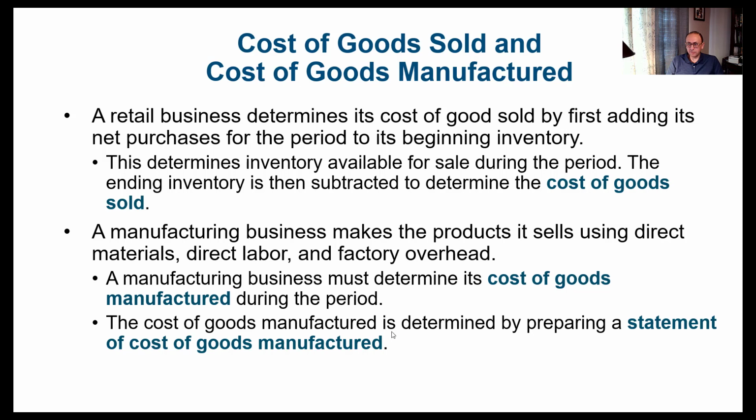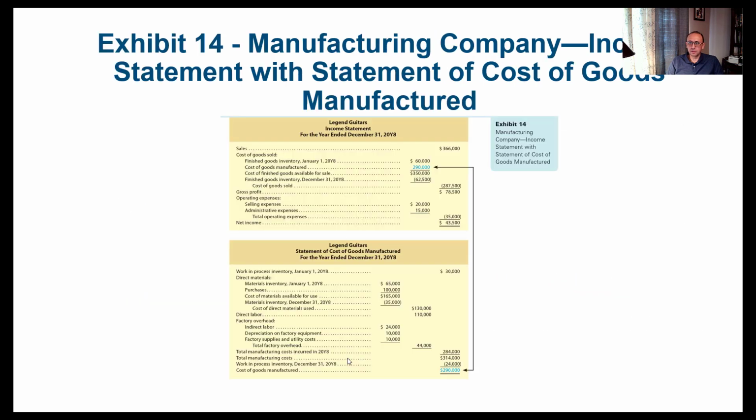We usually add the cost of goods manufactured to the beginning inventory to get the finished goods available for sale. So the cost of goods manufactured is determined by preparing a statement of cost of goods manufactured. So let's see here. We have the income statement and we have the statement of cost of goods manufactured. So let me start with the bottom statement here. We have the work in process at the very beginning. We add to it the direct material.